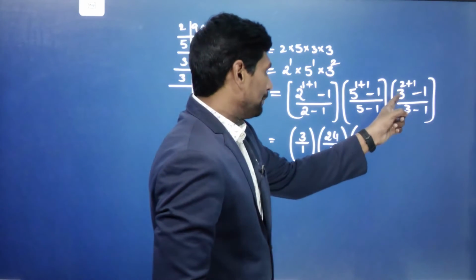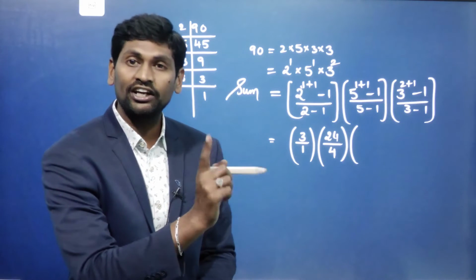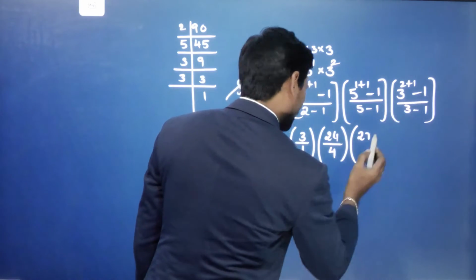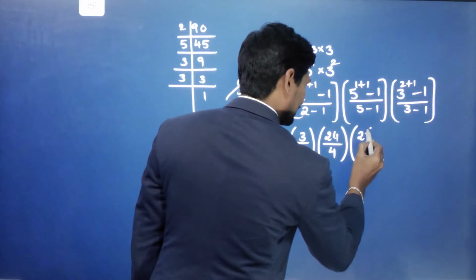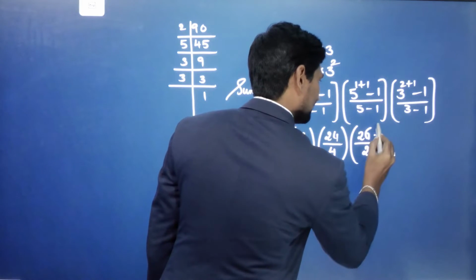Last, 3 power 2 plus 1, that means 3 cube. 3 cube value, how much? 3 into 3 into 3. 3 threes are 9, 9 threes are 27. 27 minus 1 is 26. 26 by 2.